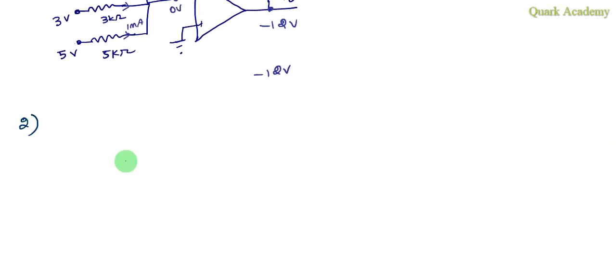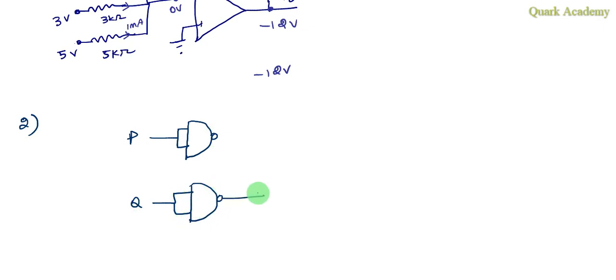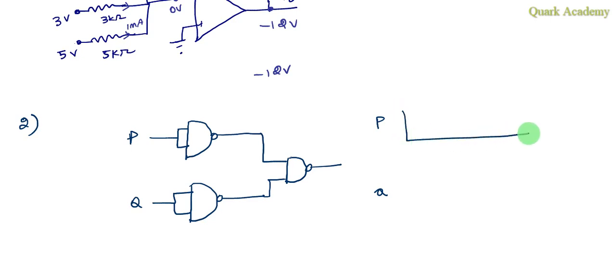And the second question is related to logic gates. There were two inputs and it was connected to a NAND gate, another input, and this was also connected to NAND gate. Now the output of these two NAND gates are connected to another NAND gate, and they gave some inputs. I think this is the input, it's like pulses.